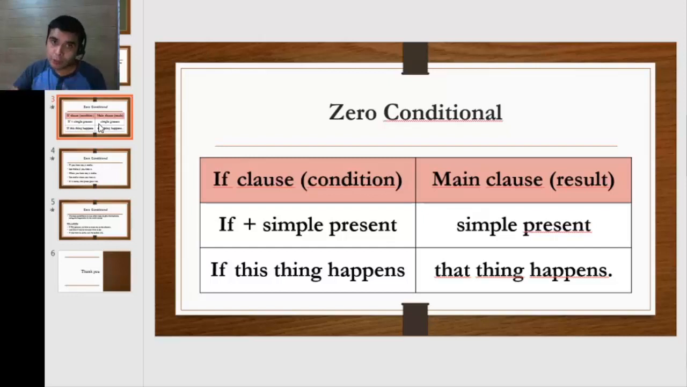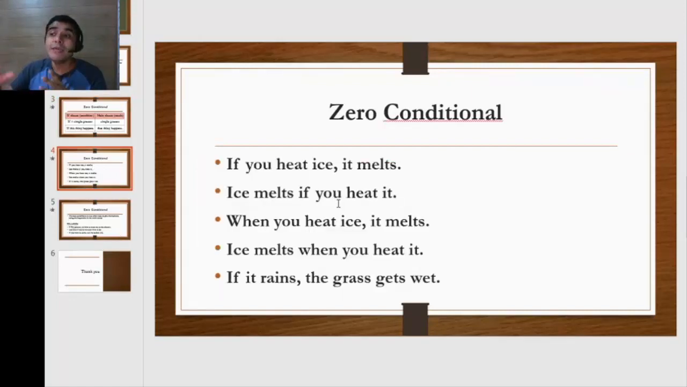This is like a natural law. That's why we call this one zero conditional. There's no condition. Keep this in mind: we are talking about natural laws, things that are always true. For example, if you heat ice, it melts. This is a natural law. That's what always happens. Ice melts if you heat it, right? At the end, there's no condition. When you heat ice, it melts.